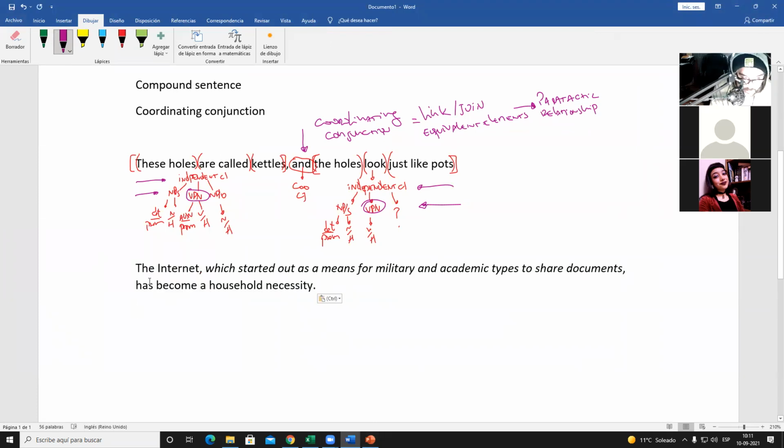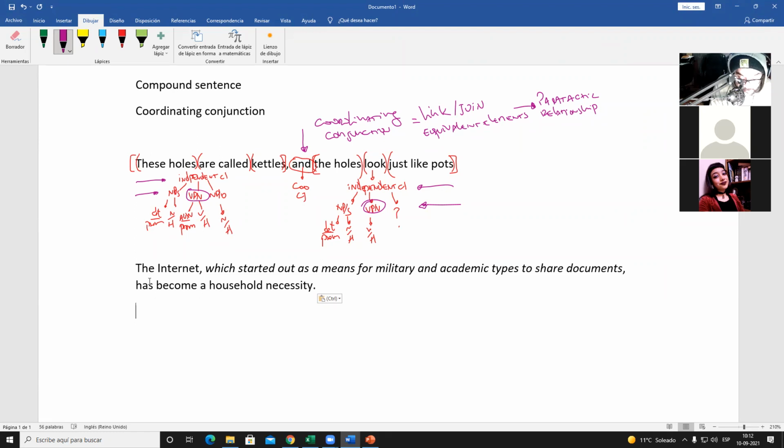The internet, which started out as a means of military and academic types to share documents, has become a household necessity. Okay, this is a very difficult sentence because it's very long. And if I ask you to provide a syntactic analysis, probably you'll have problems. Why? Well, mostly because, as you can see, there are several different verbs inside of it.